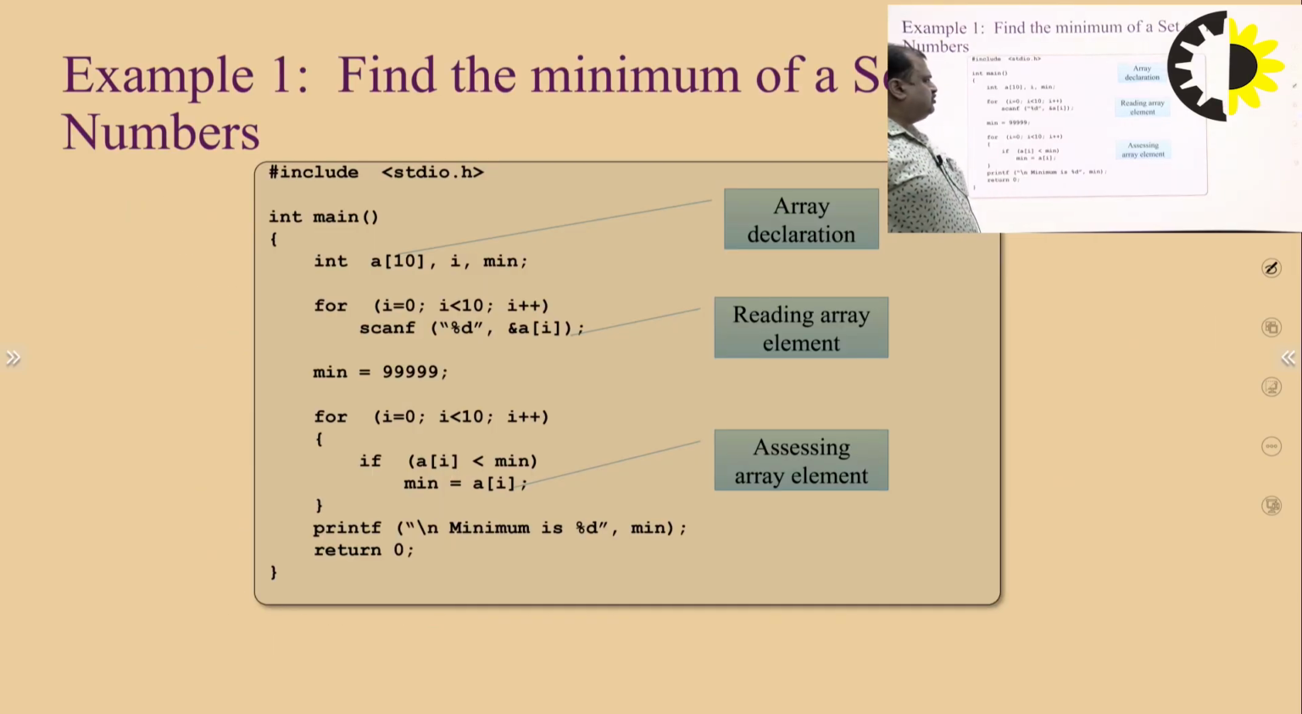We can use a while loop, or any loop construct, to traverse each element of an array. So here is another example. Here we have declared an array A of size 10. We have some variables for our use during the program.